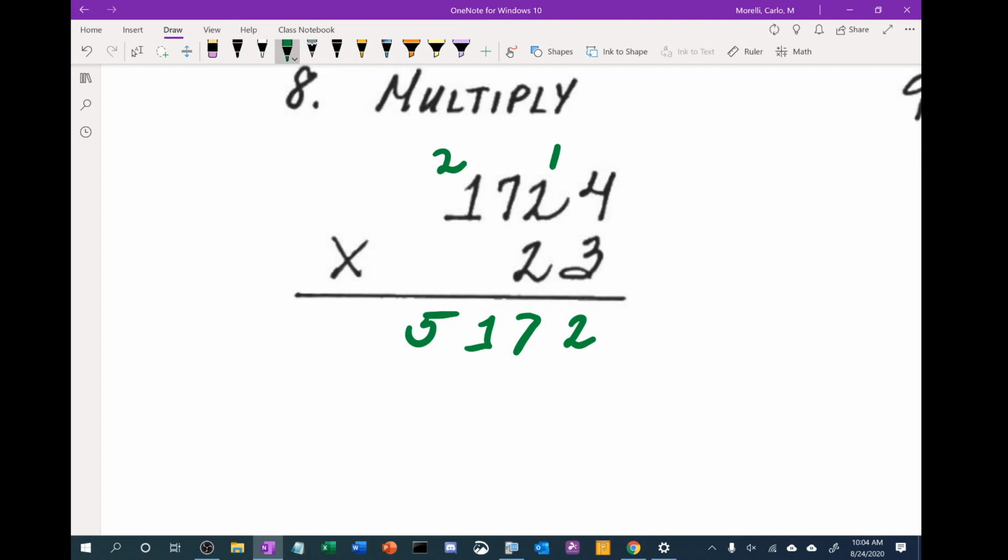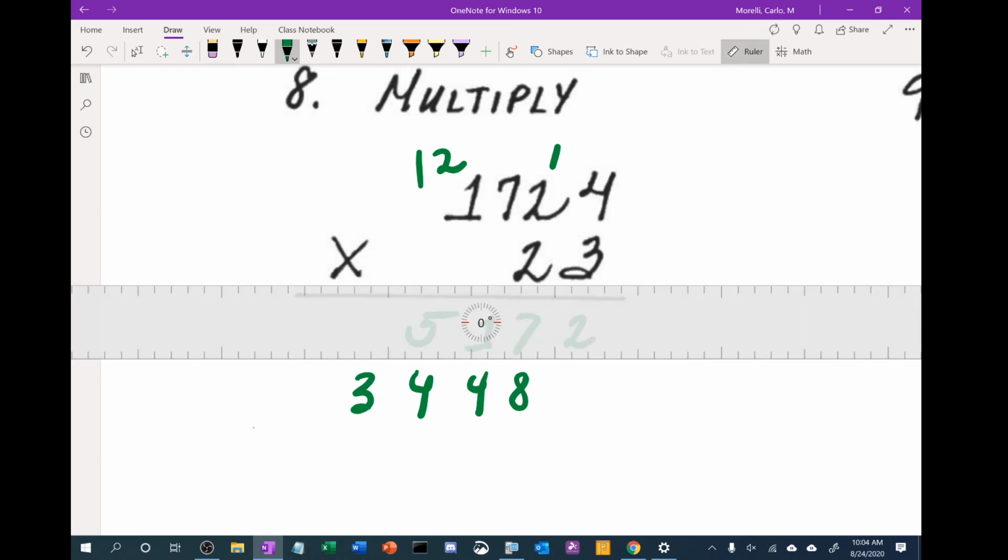Carry the 2. 1 times 3 is 3, plus 2 is 5. Second. Oh, we're not done yet. So now we'll do 4 times 2 is 8. 2 times 2 is 4. 7 times 2 is 14. Carry the 1. 1 times 2 is 2, plus 1 is 3.